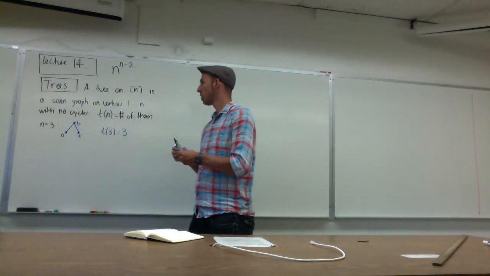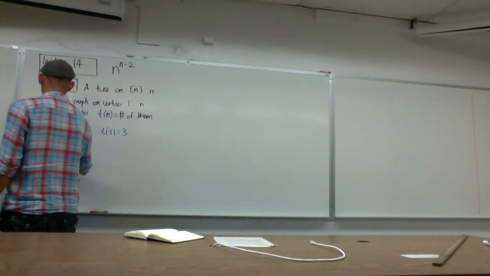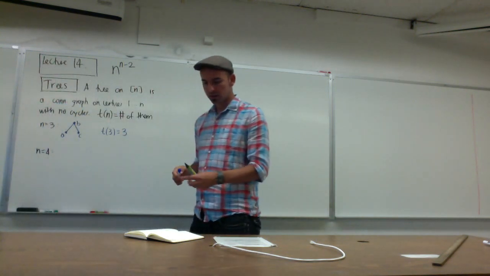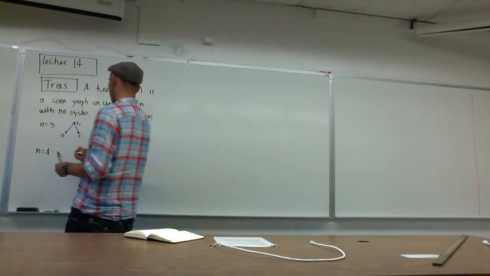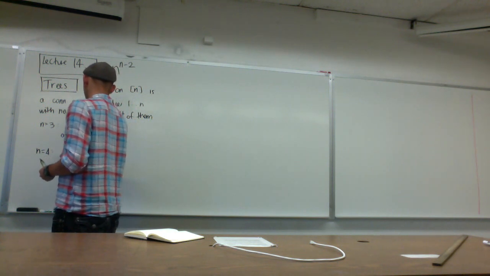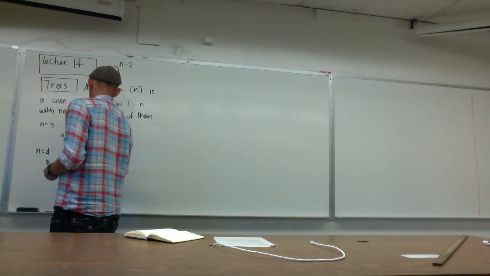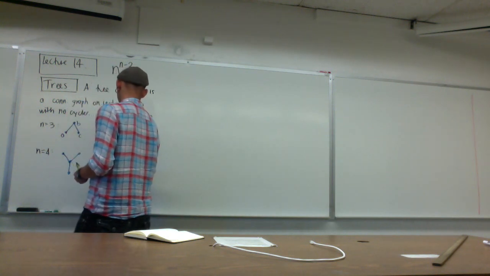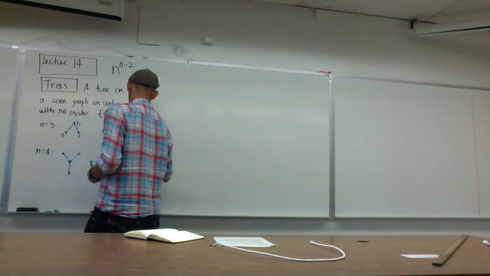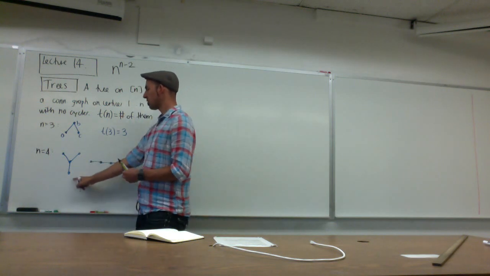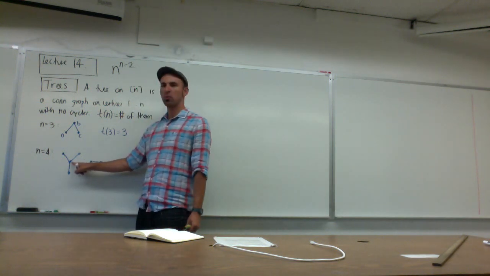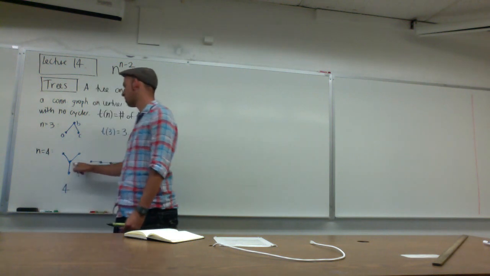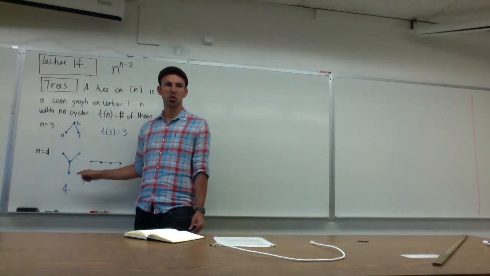Okay. Let's do n equals 4 real quick. So when we do n equals 4, we're going to see that there's 2 kinds of trees. Either like this, or like this. How many of these are there? Well, again, I just have to choose who's in the middle. Which label goes in the middle? 1, 2, 3, or 4, and then that determines the tree uniquely.